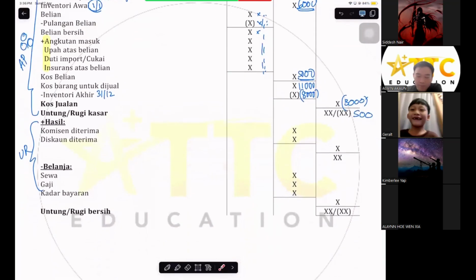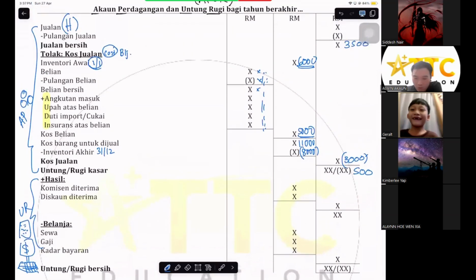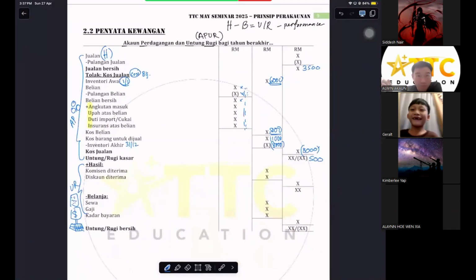Okay, and then for hasil and belanja, you just put over in the center and then the total put over here. Then add up. Then all the total, you put over here. Then add up, then you get a final figure. Oh, this one is minus, sorry. Belanja, you need to minus. Hasil and belanja, all this untuk rugi, but I can call it paperwork or the computer work, the office work. So this is your general understanding about your apur.